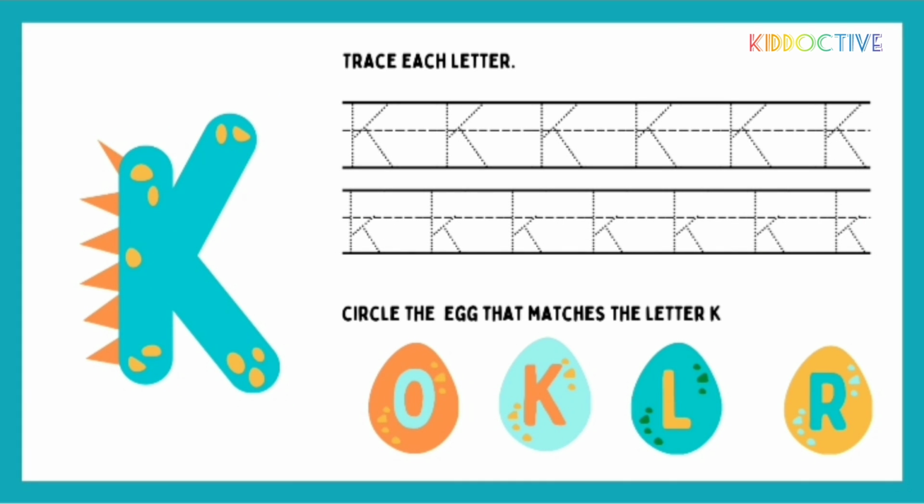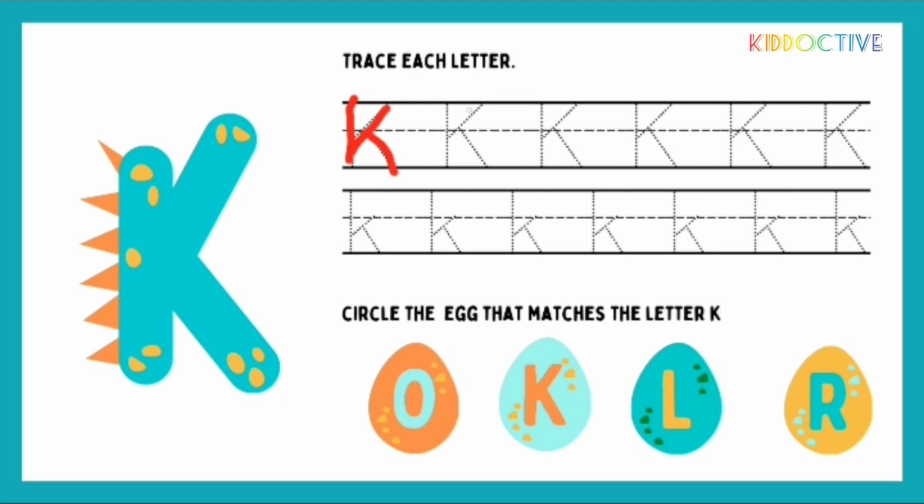Now comes letter K. So we are going to trace the letter K. Standing line and two slanting lines. See how I am writing? Okay. Now comes the small letter K.